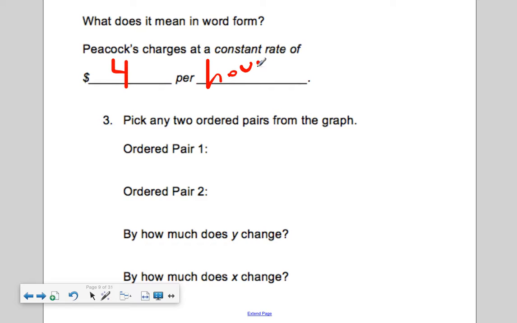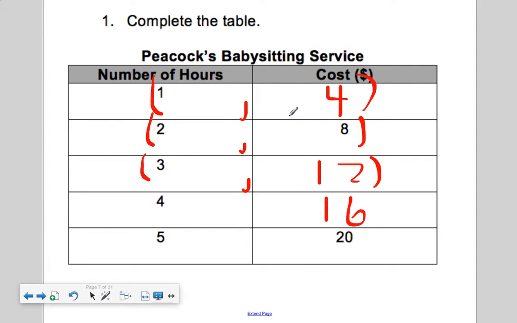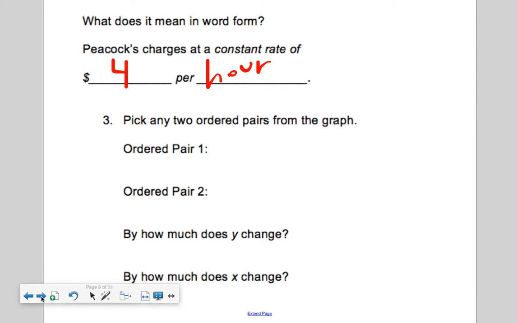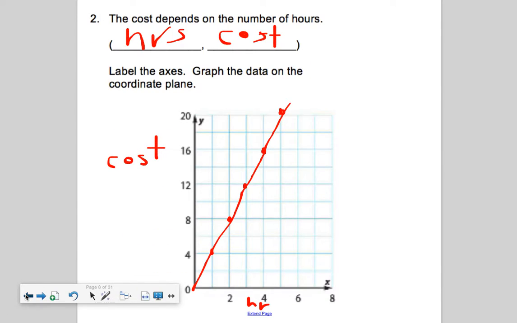That is what's happening. If you want to, let's look at our tabular representation, our table. Is it increasing $4 for every hour? It is. Let's look at our graphical representation. Is it going up $4 for every hour? It is. What happens if you cannot see it through the tabular form or the graphical representation? You can do it a different way. Pick an ordered pair from the table or from the graph.